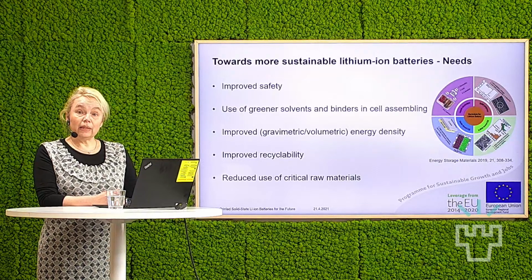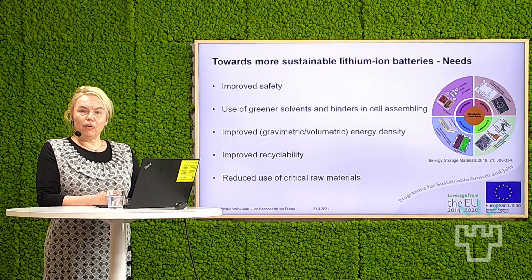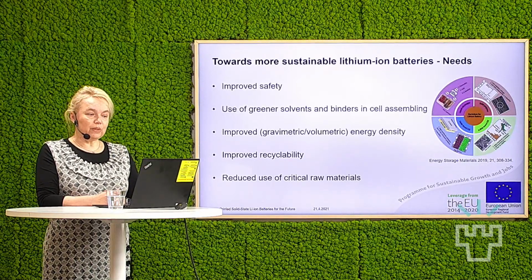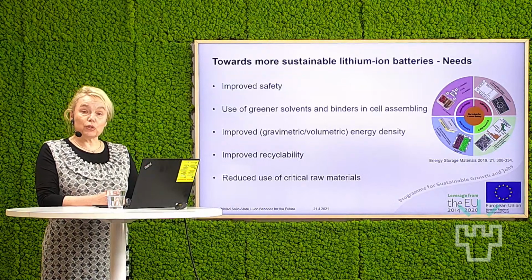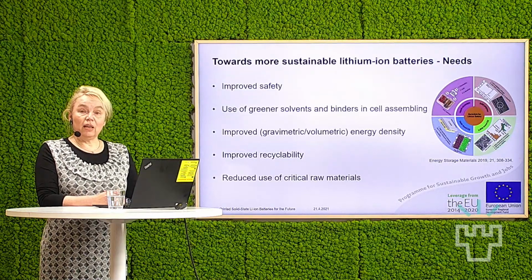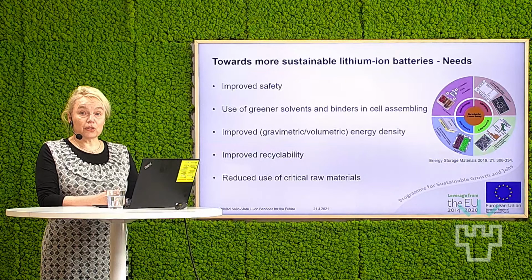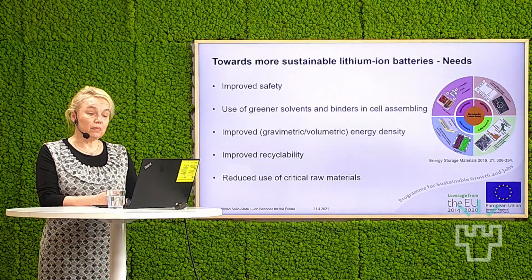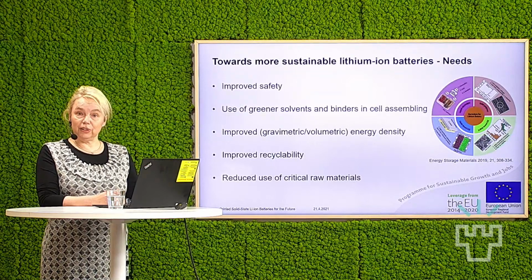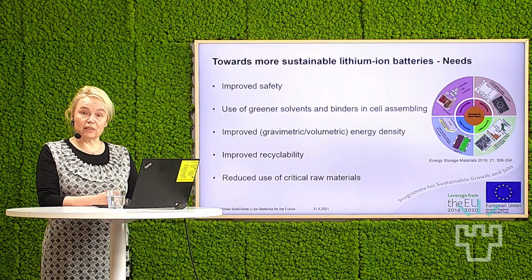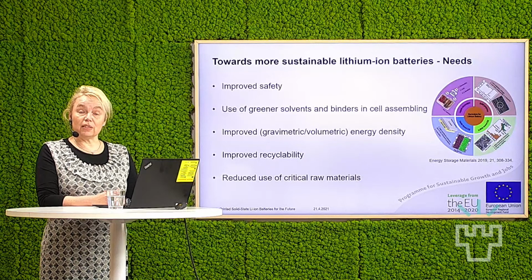When we are assembling battery cells, there are a lot of issues we can still develop it. We can use a greener solvents. We can replace, for example, some toxic solvents we use in batteries, and we can replace some binders and even electrolyte salts to be materials, for example, containing no fluorine compounds. And of course, we can always make an attention to improve the energy density of lithium-ion battery cells. Not only the gravimetric energy density, but we can also improve the volumetric energy density.